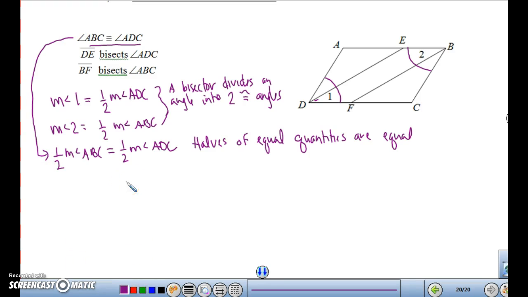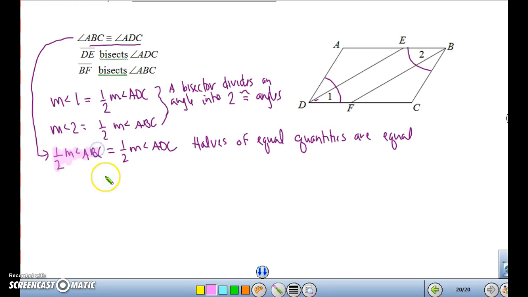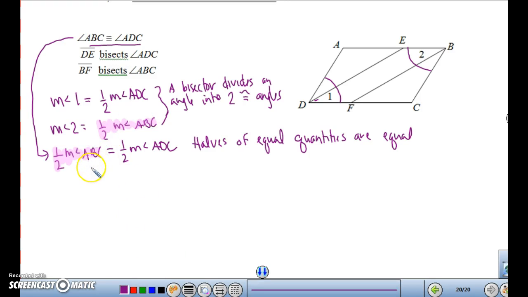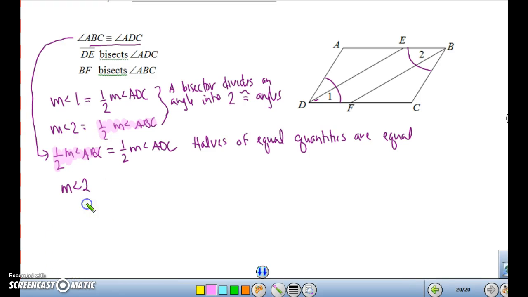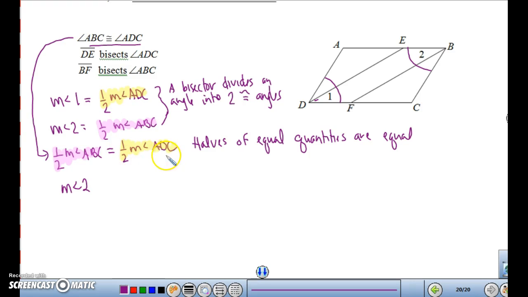Now, if we look back here, I have half ABC. Do I see half ABC anywhere else? There's half ABC right there. What could I write right here instead? Well, I could write the measure of angle 2, because that's equal to half of ABC. And also, if I look at ADC, don't I see that somewhere else here? Half of ADC is right there. So instead of writing half of the measure of angle ADC, I could say the measure of angle 1. What postulate am I using? I'm using substitution. So I can prove that angle 1 is congruent to angle 2.